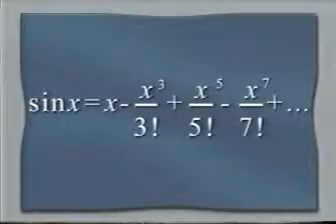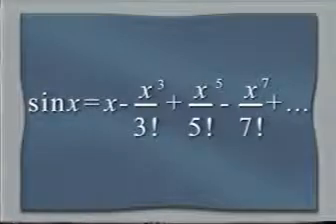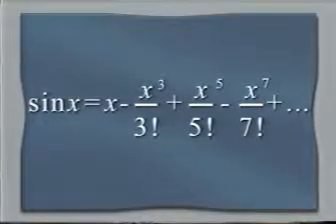And the Maclaurin series for the sine of x is written as sine x equals x minus x to the 3rd over 3 factorial plus x to the 5th over 5 factorial minus x to the 7th over 7 factorial, etc. And I'm sure you can fill in the rest. The terms you'll notice are odd powers of x divided by those odd numbers factorial.